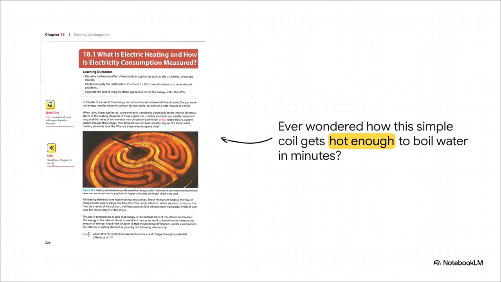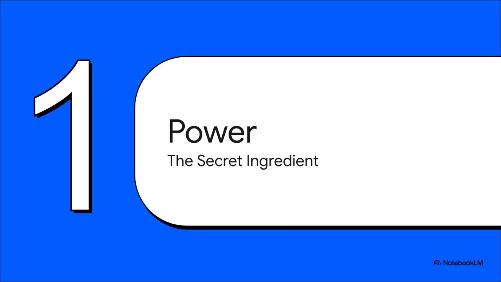Okay, so check this out. This is the heating element from a regular old electric kettle. It looks super simple, right? But it's actually a masterclass in practical electricity. I mean, how does this one little coil get hot enough to boil water in just a couple of minutes? The answer? It all comes down to one crucial ingredient. And that secret ingredient is power.